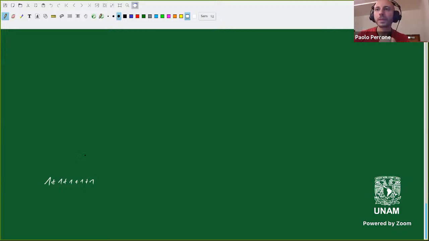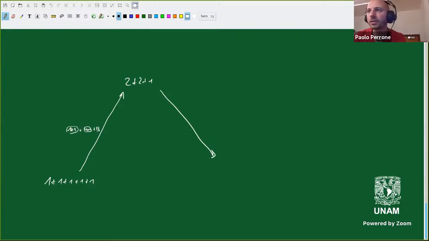This can be evaluated partially to this via, how do I do it? Via this thing: 1 plus 1 plus 1 plus 1 plus 1. So that's the arrow, okay? And mu and TE are source and targets of this thing. Just as well, this can be partially evaluated to 4 plus 1 via 2 plus 2 plus 1.